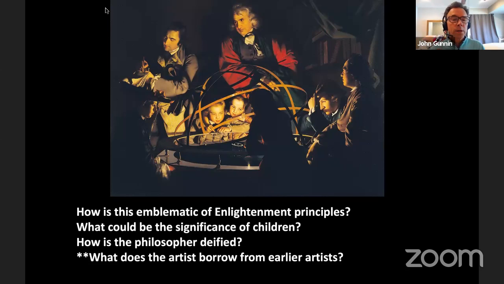So what I'd like you to do is to take a minute, and hopefully these questions prompt some ideas. How is this emblematic of enlightenment? We talked about children. Let's go ahead and talk about that. And how is the philosopher deified or made to look like a god? And then finally, what does this artist borrow in style or technique from earlier artists? I'm going to give you about a minute to think of some ideas, and let's see if we can go a step further with this painting.